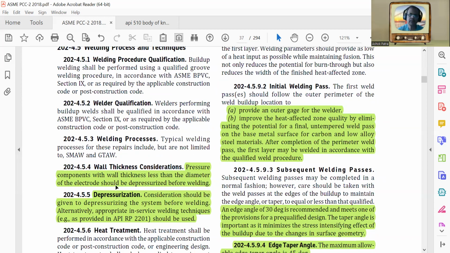Pressure components with wall thickness less than the diameter of the electrode should be depressurized before welding. Consideration should be given to depressurizing the system before welding. Alternatively, appropriate in-service welding techniques as provided by API RP 2201 shall be used.